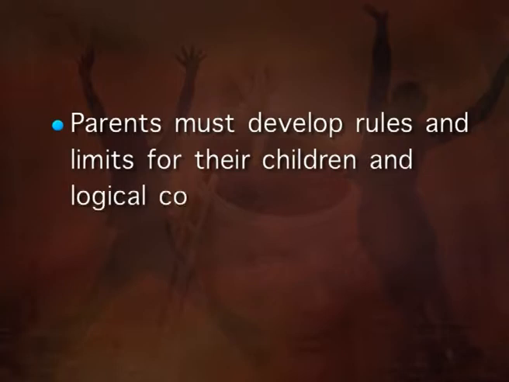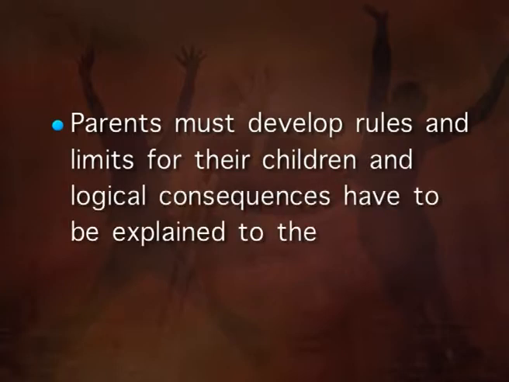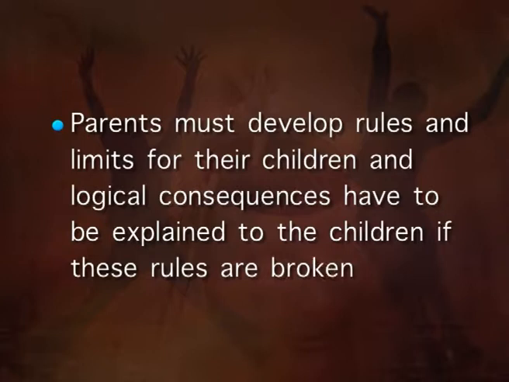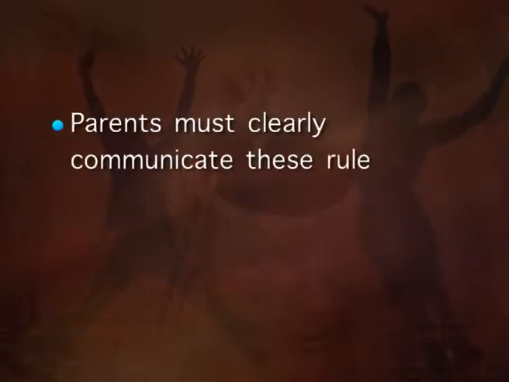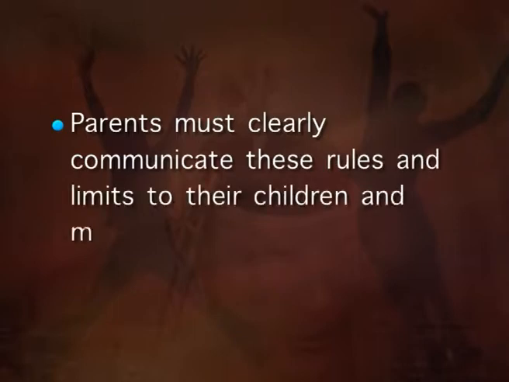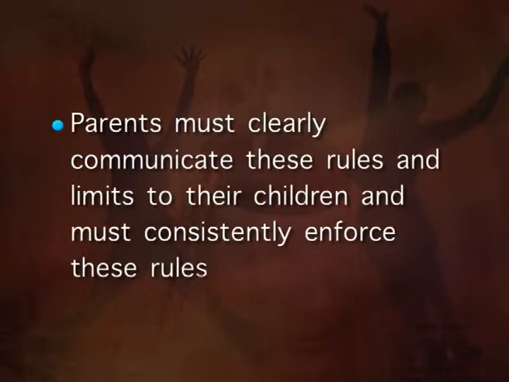Parents must develop rules and limits for their children, and logical consequences have to be explained to the children if these rules are broken. Parents must clearly communicate these rules and limits to their children and must consistently enforce them. Sometimes this is where the parents fail. Either they use harsh discipline or inconsistent discipline in making the children understand what they are communicating. This may lead to disruptive behavior in children.